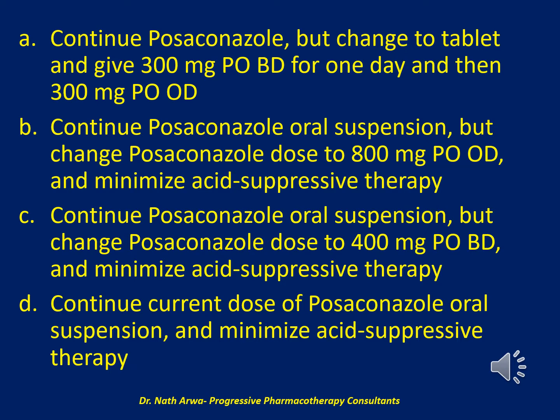C. Continue posaconazole oral suspension, but change posaconazole dose to 400 mg orally twice daily, and minimize acid suppressive therapy, or is it D. Continue current dose of posaconazole oral suspension, and minimize acid suppressive therapy? I will give you 10 seconds to choose the correct answer to this question from the listed options.